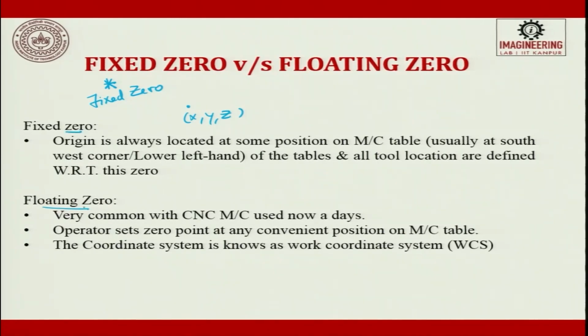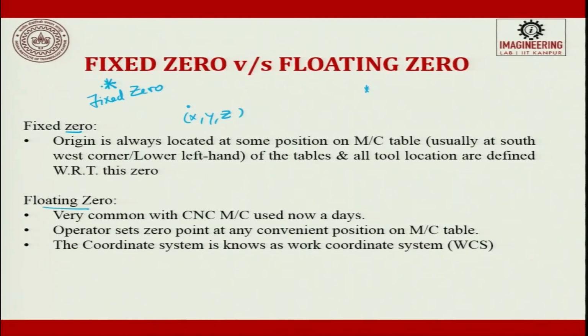The other one is called floating zero, very common with CNC machines used nowadays. What you do is shift the fixed zero to anywhere in the working space and set that as 0,0 for the convenience of your programming. The operator sets the zero point at any convenient position on the machine table. Earlier, in a turning machine it would be inside the spindle somewhere. In a milling machine also it is the same.